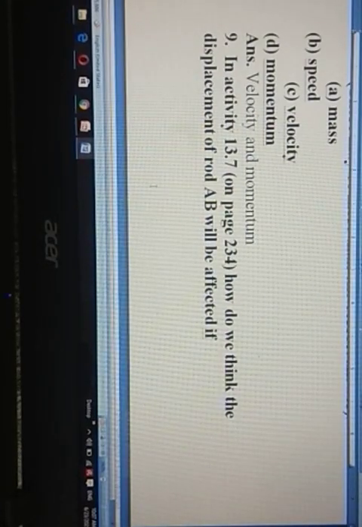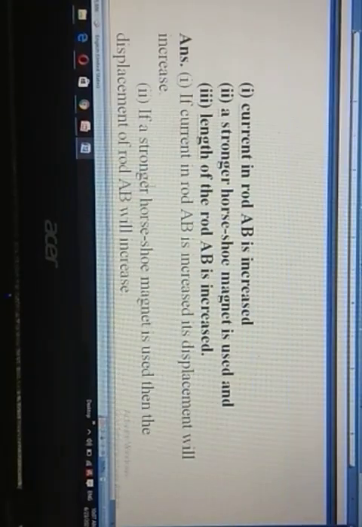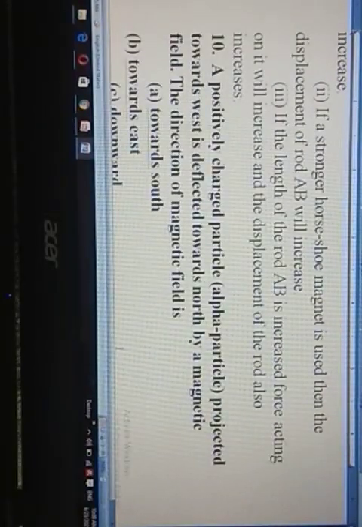In the book, activity 13.7 is given: how do we think the displacement of rod AB will be affected if number 1, the current in rod AB is increased, number 2, a stronger horseshoe magnet is used, or number 3, the length of the rod AB is increased? If the current in rod AB is increased, the displacement will also increase. If a stronger horseshoe magnet is used, the displacement of the rod AB will increase. And if the length of rod AB increases, the force acting on it increases, so the displacement of the rod also increases.